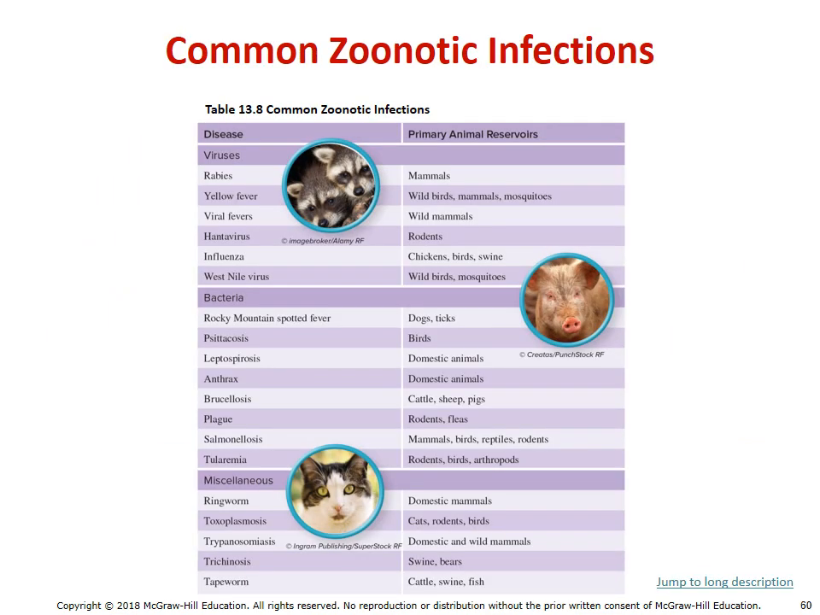So there are lots of examples of zoonotic diseases. Things like rabies, for instance, are often transmitted from animals to people. Or even things like anthrax may be carried through livestock to people.